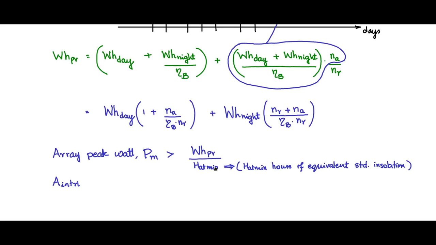And then we calculate the intrinsic area of the PV panel, which is PM by efficiency of the panel. And the real estate area, the actual real estate area, which includes even the walking area, the walkways and the service area, maintenance area, will be 1.3 times the intrinsic area. So these are the equations that will be used in sizing the PV array.